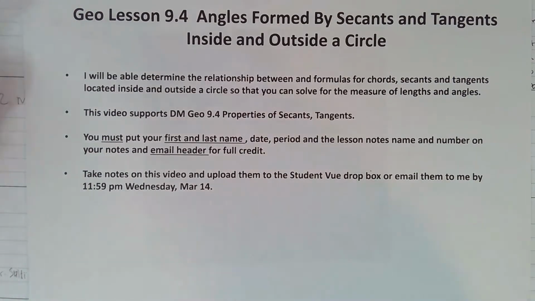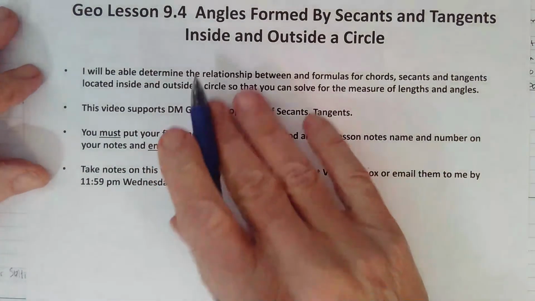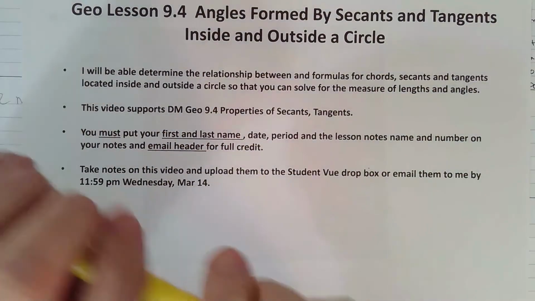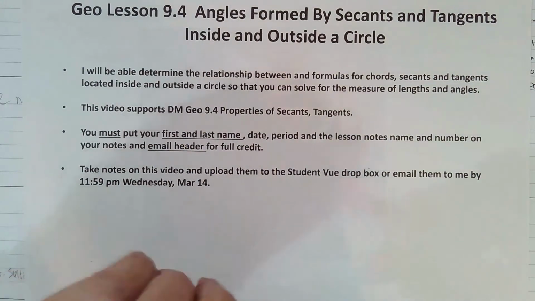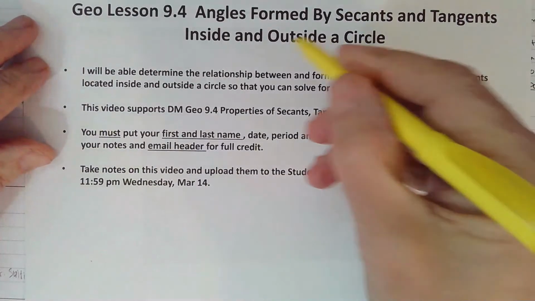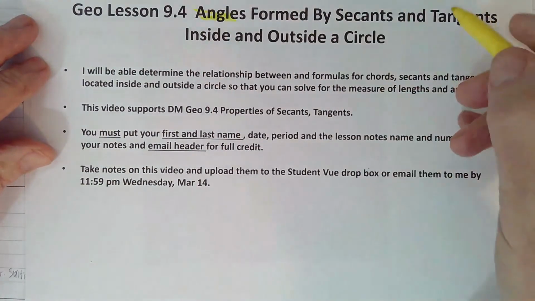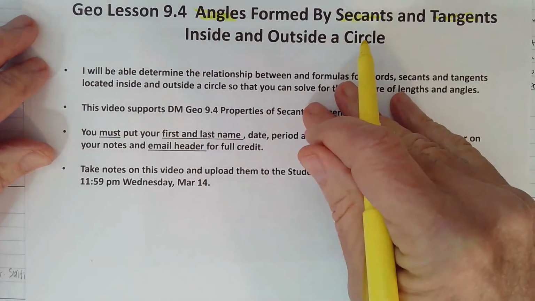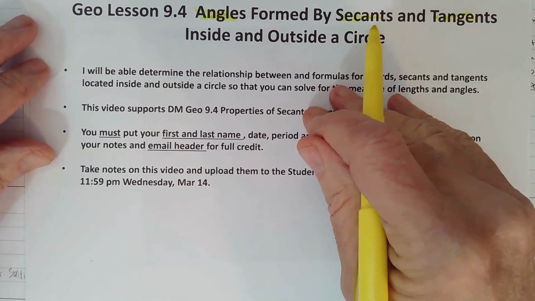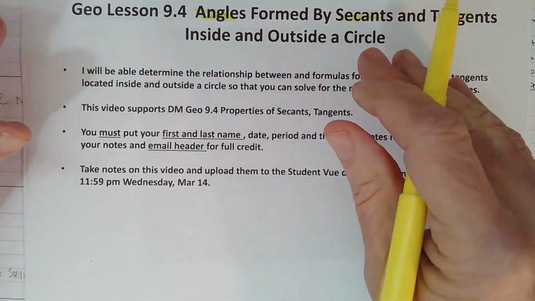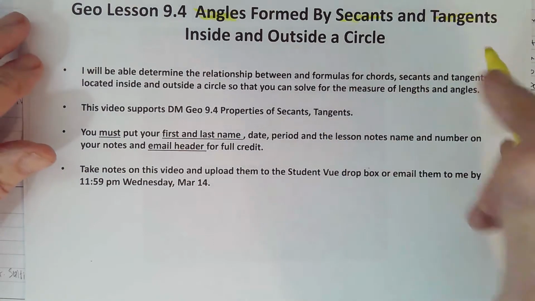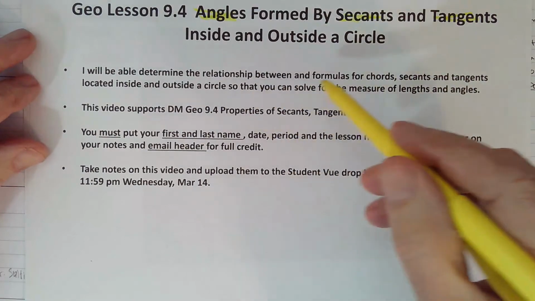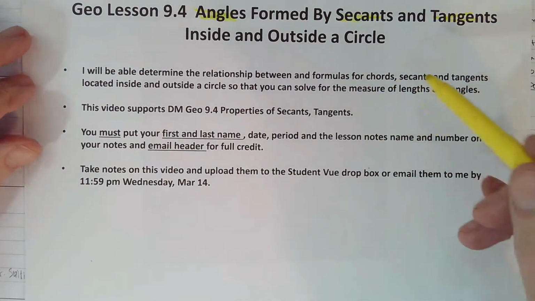Okay, good morning. This is geometry lesson 9.4, on angles formed by secants and tangents inside and outside of a circle. And it isn't just angles, we're looking at the segments themselves, the secants and the tangents, and we're looking for measurements of those things. So this is a combination of line segments and angles, okay? Mostly segments, actually. So we will be able to determine the relationship between and the formulas.